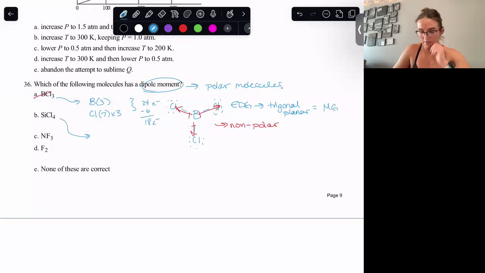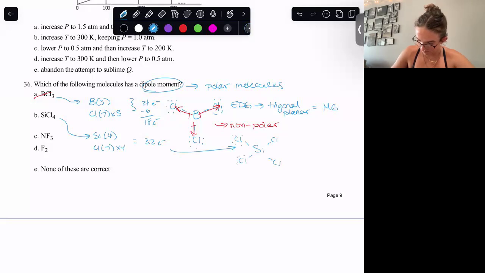So for silicon, that has 4 electrons. Chlorine again has 7. We have 32 total. I will tell you that this is a complete octet as well. 6, 12, 18, 24, yep. So this has all of its electrons accounted for. Silicon and chlorine do have a slight change in electronegativity. Chlorine is more electronegative. So those all pull outward.